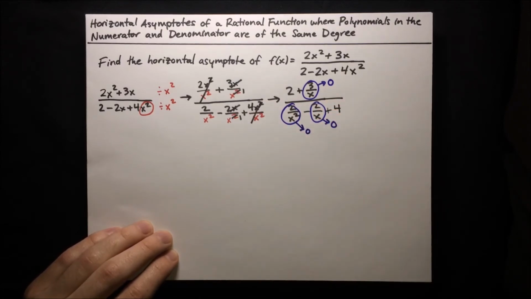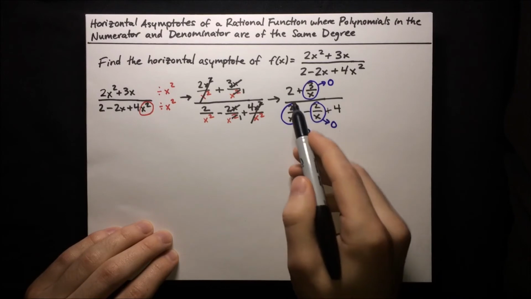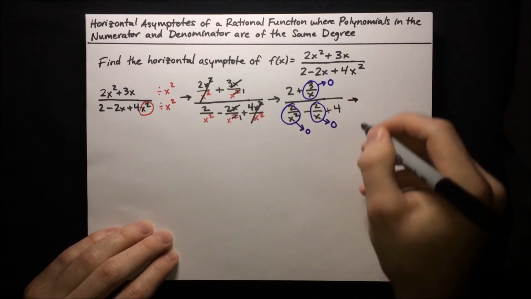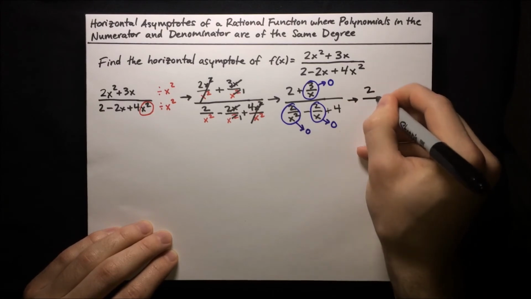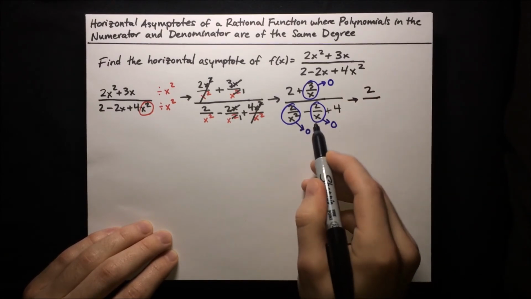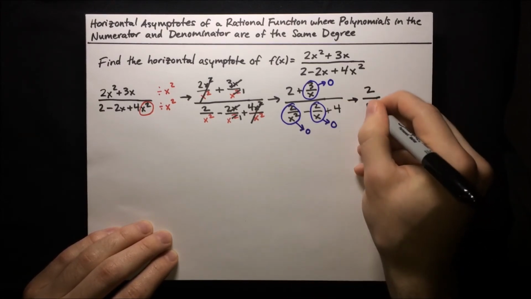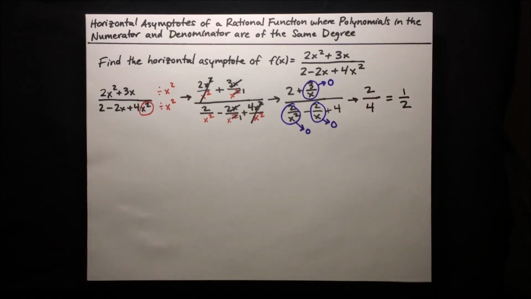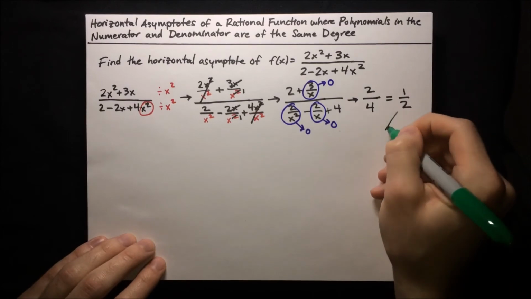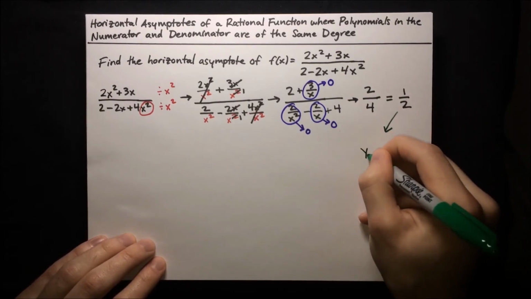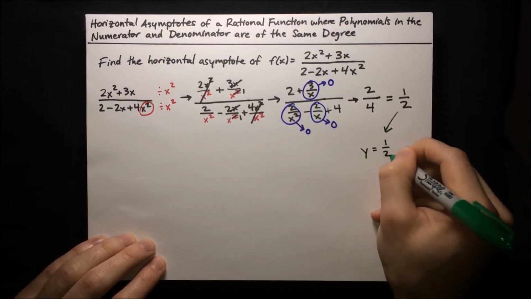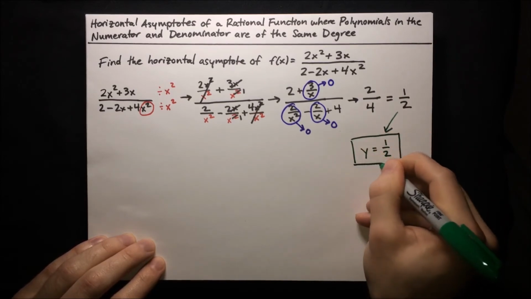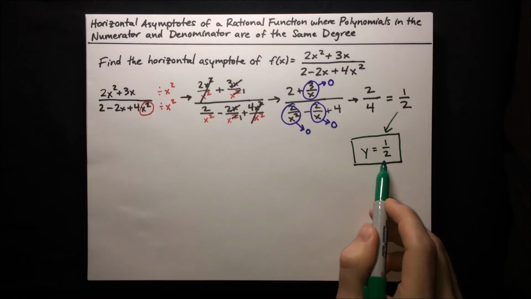And then we can simplify our expression. So this is just 2 plus 0, so 2. And then divided by 0 minus 0 plus 4, so just 4. So 2/4, or just 1/2. So 1/2 here is our horizontal asymptote. It's just y equals 1/2. As x gets really large, the function value gets closer and closer to 1/2.